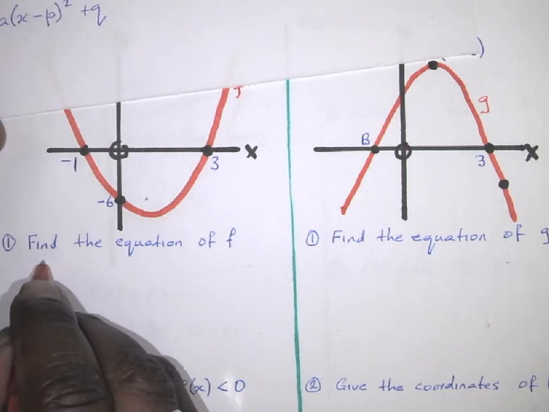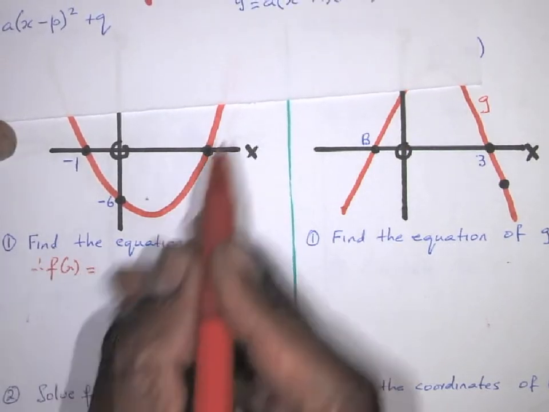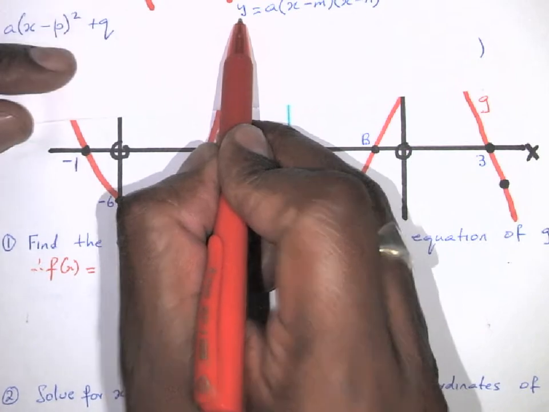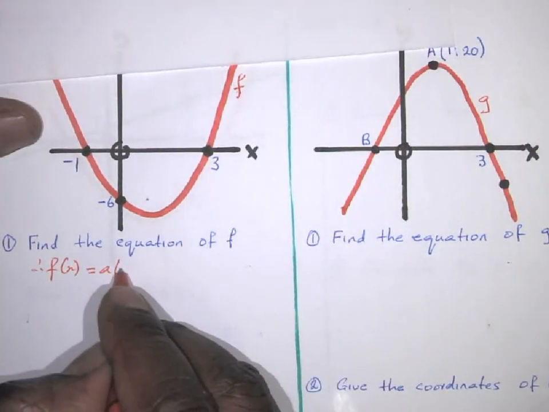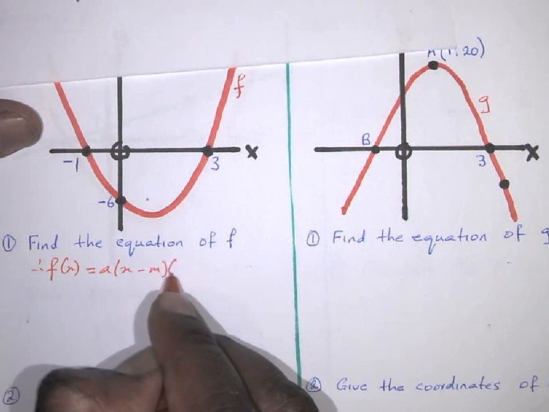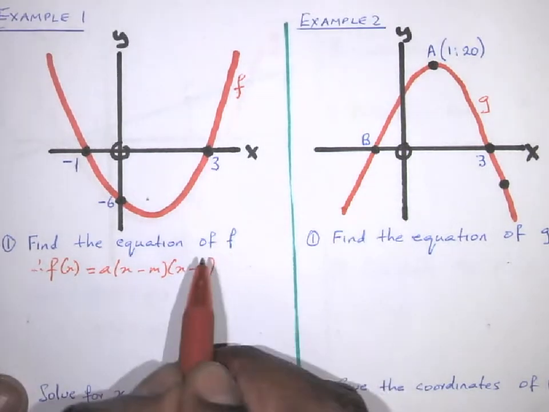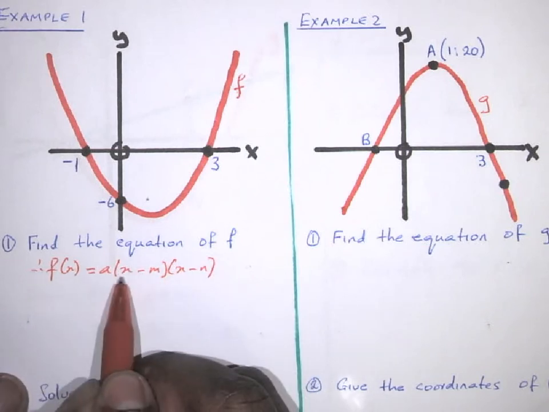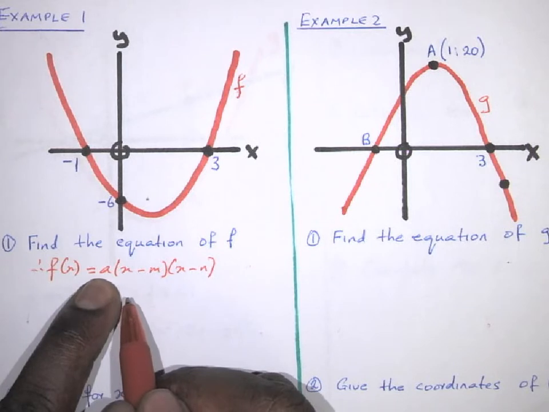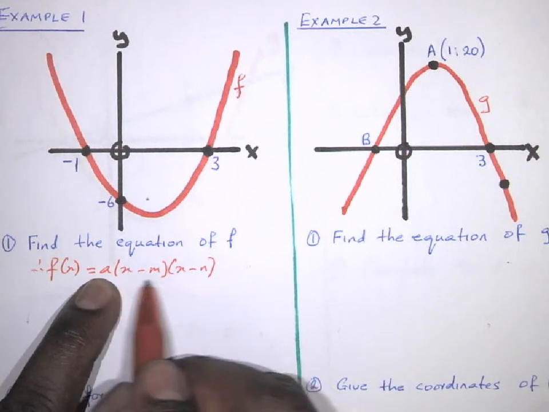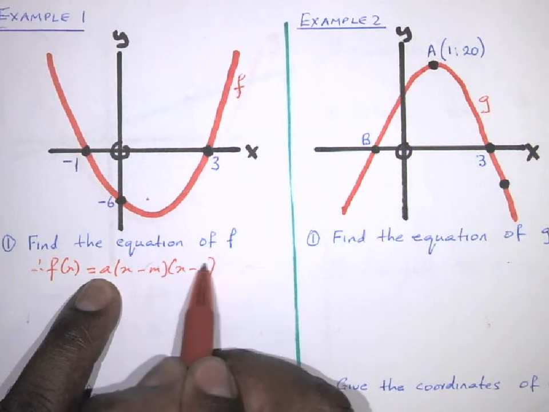So I will say f of x is equal to, remember that y is the same as f of x, so I'm writing f of x because that's f, a into x minus m into x minus n. Recall that whenever we're trying to work out the equation of any graph, always try and find a last of them all. Therefore, in this case, we need to just put what is m and what is n.